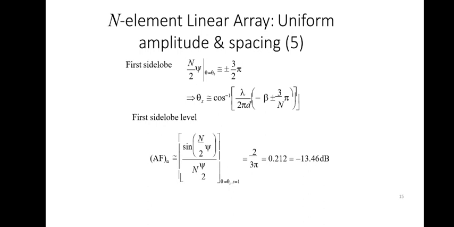The first side lobe level, which is the array factor for this, is sin(nψ/2) by nψ/2, where s is equal to 1, the first side lobe, and here θ equal to θs. So therefore 2 by 3π, which is equivalent to minus 13.46 decibels. This is about the first side lobe levels.